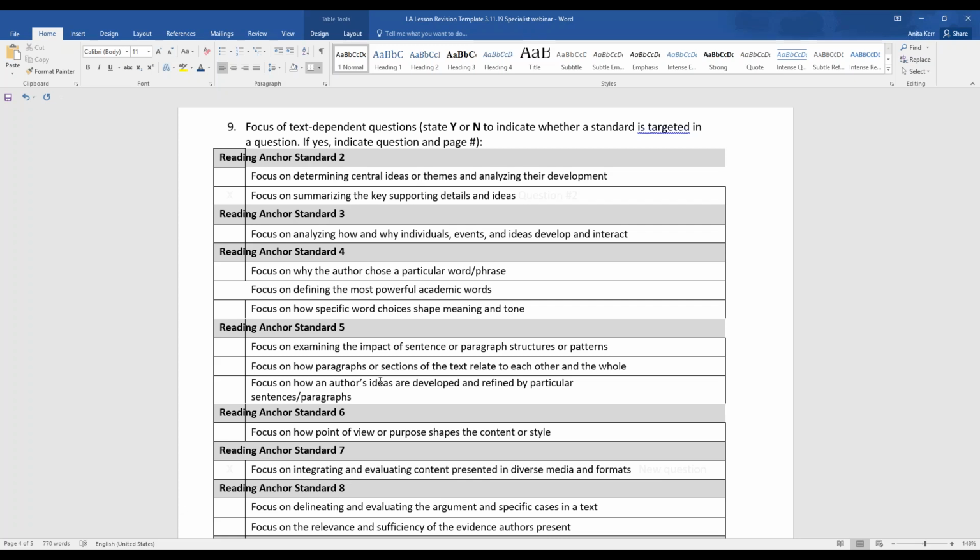Okay, so question number 1, this issue of deals with integrating, meaning Anchor Standard 7. Is that what you're thinking of, Tara? Yep, perfect. So she's pointing out this one right here, focus on integrating. That's one of the standards that we chose on our first page.